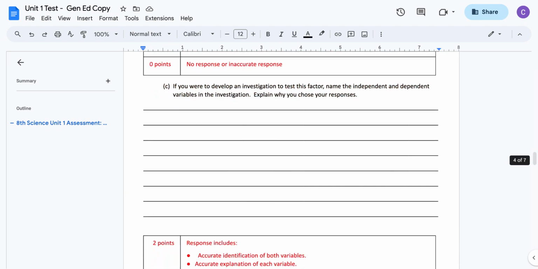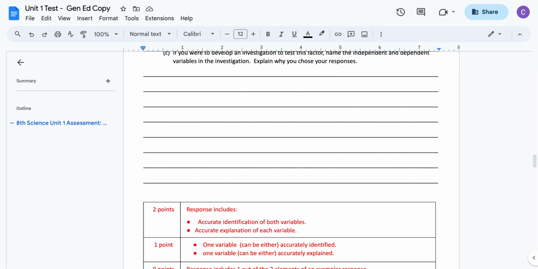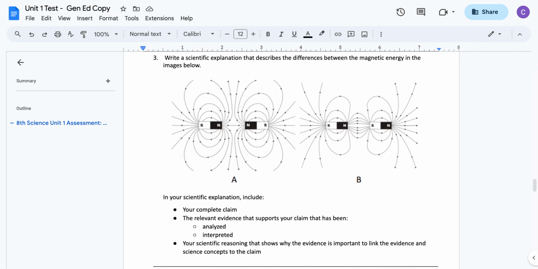Explain your reasoning. C. If you were to develop an investigation to test this factor, name the independent and dependent variables in the investigation. Explain why you chose those responses.